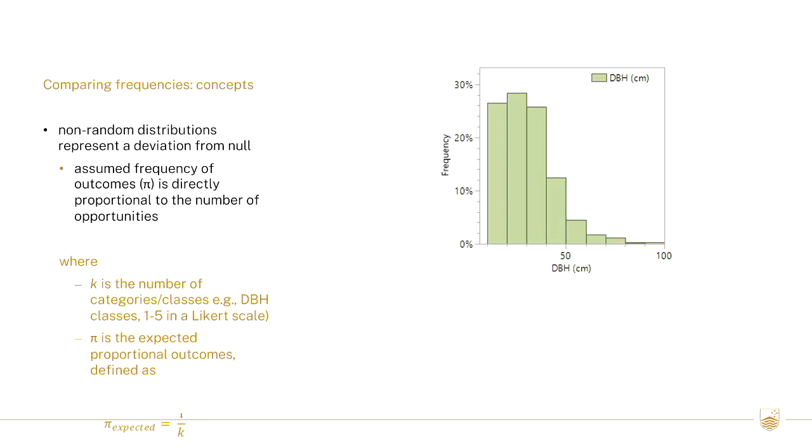But in this case, the proportionate frequency or the proportional frequency of outcomes within each of these classes. So assuming null is true, that the distribution is completely random, we have a pi that is associated with each of these classes.